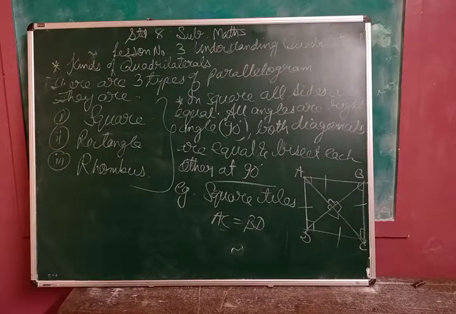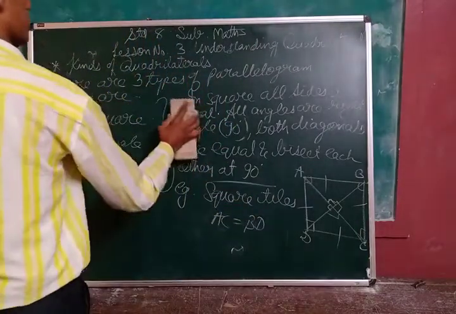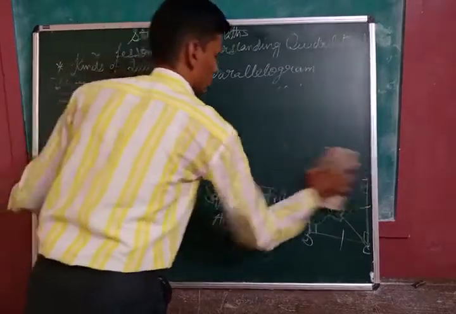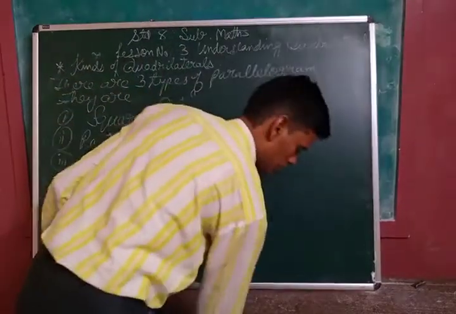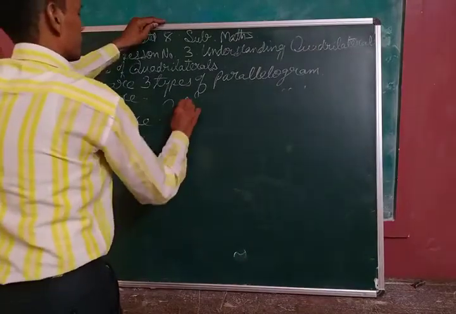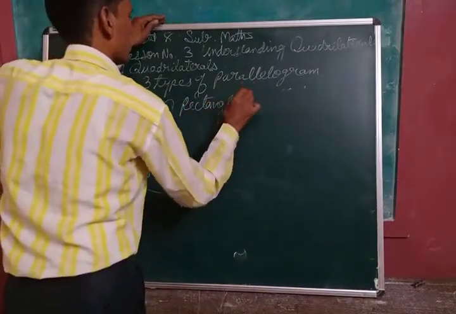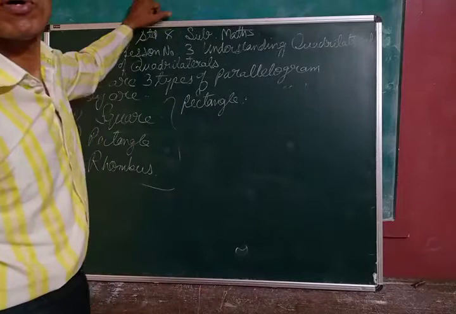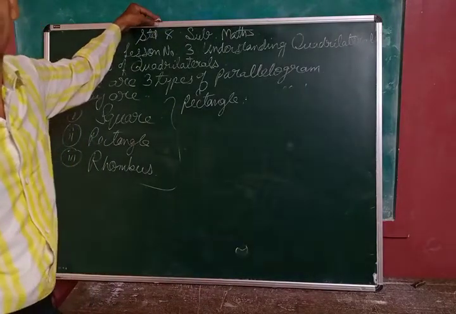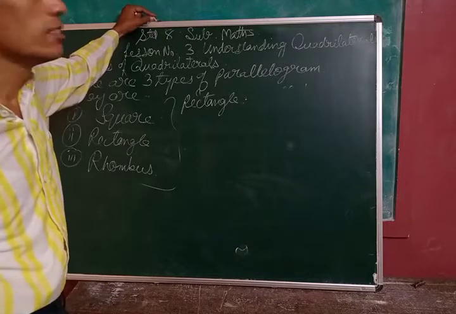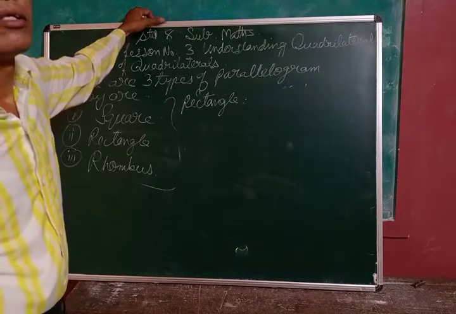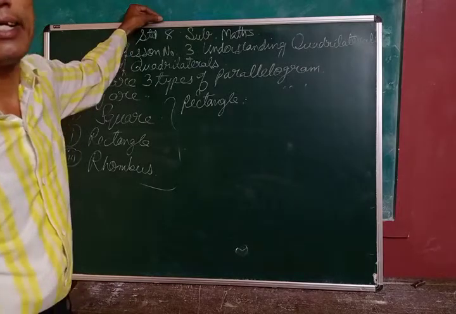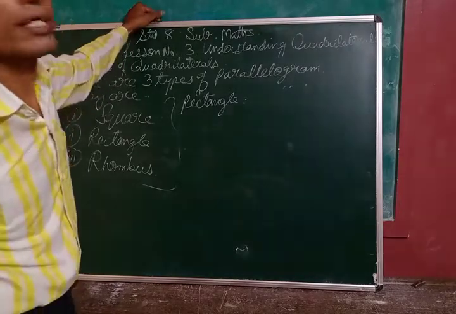Now rectangle. Let us see rectangle. Rectangle is also a parallelogram if opposite pair of sides are equal and all angles are right angle, both diagonals are equal but they do not intersect at 90 degree, then that type of the parallelogram is known as rectangle.